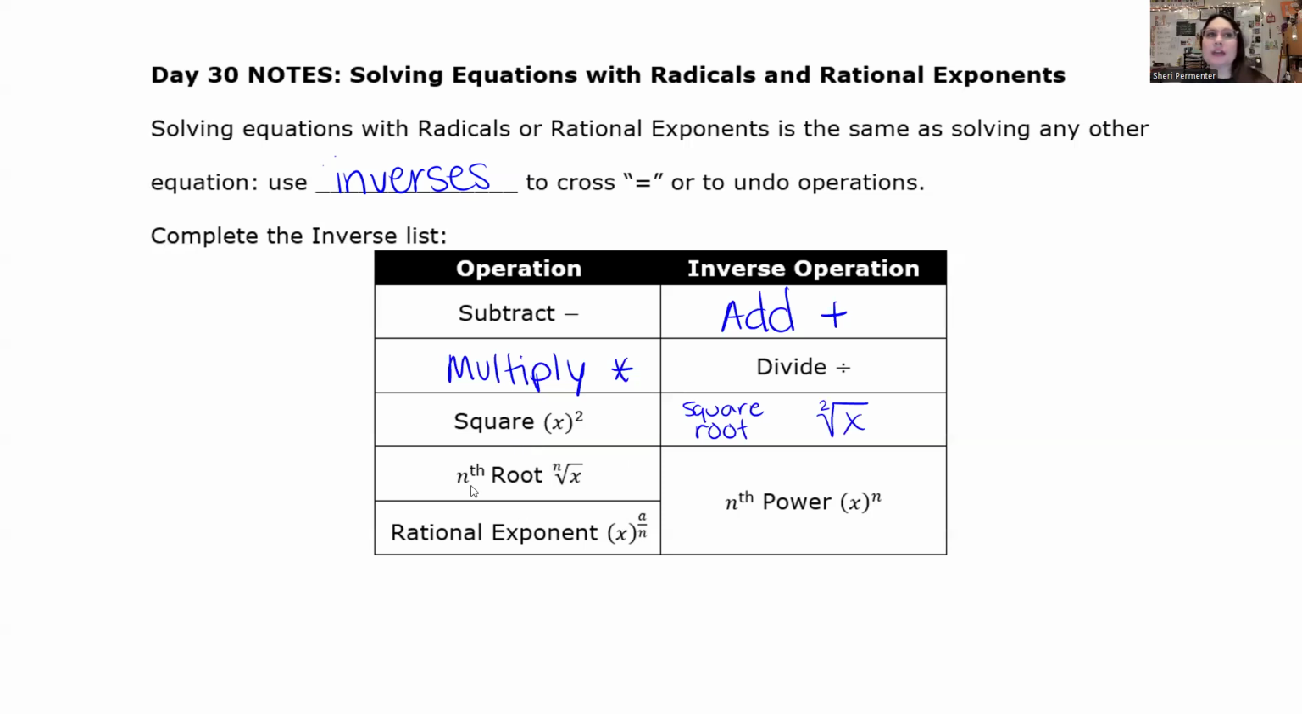And the inverse for the nth root or a rational exponent is to raise to the power. So I just want to point out that this number right here is the same for all of them. The index, the denominator, to undo them, you raise it to a power, whatever that power is.